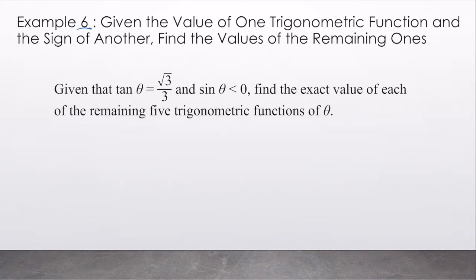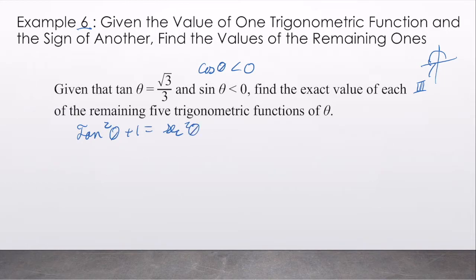So for example 6, now we're going to solve this using trig identities. I'm given the value of tangent and that sine of theta is less than 0. That lets me know that cosine of theta is less than 0, and we are working with theta in quadrant 3. Using the trig identity, tangent squared of theta plus 1 equals secant squared theta, I can go ahead and solve for secant squared. Remember that secant will also be negative because it's 1 over cosine.